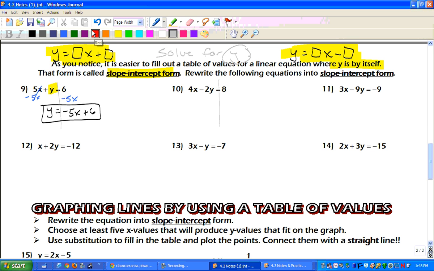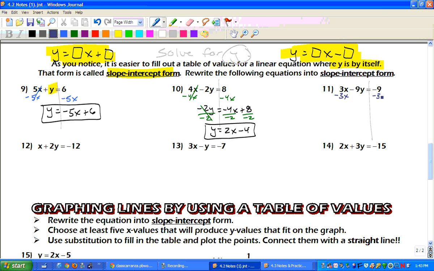All right, next one. A couple more steps. Subtract the 4x from both sides. You get negative 2y equals negative 4x plus 8. To get the y by itself, we have to divide by negative 2. And we're left with y equals 2x minus 4. All right, let's do another one.